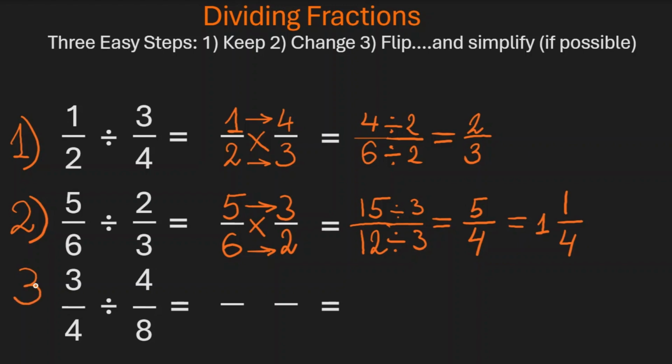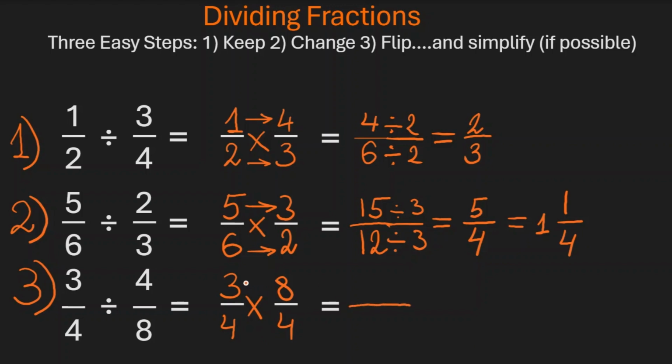Example 3. Lastly, we have 3/4 divided by 4/8. Keep the first fraction, 3/4. Change the division sign to multiplication. Flip the second fraction. 4/8 becomes 8/4. Now we're solving 3/4 times 8/4.